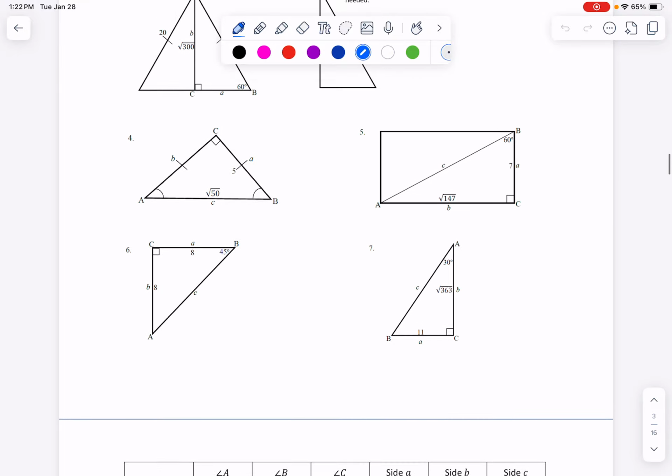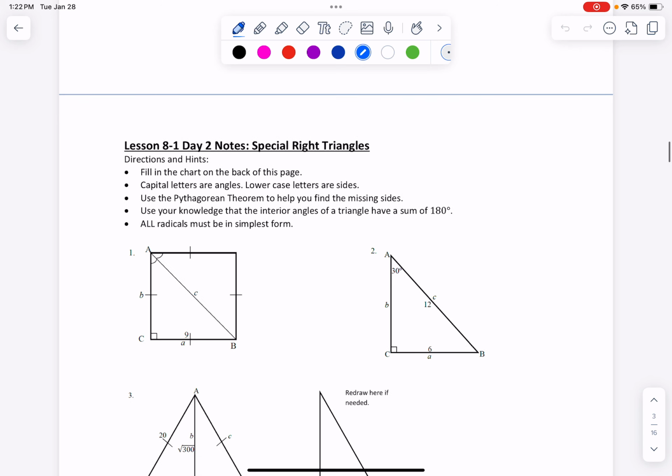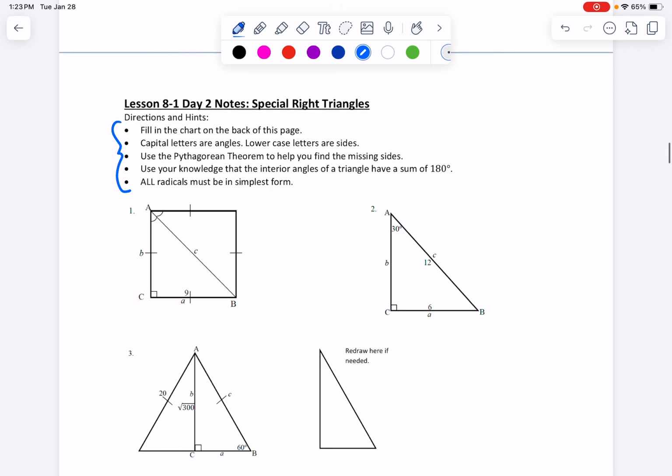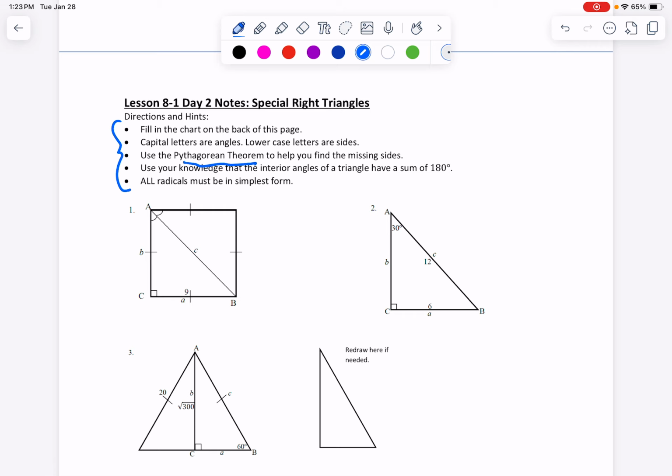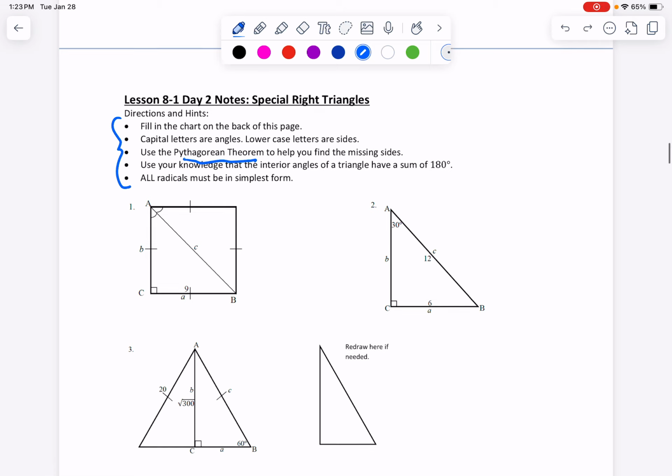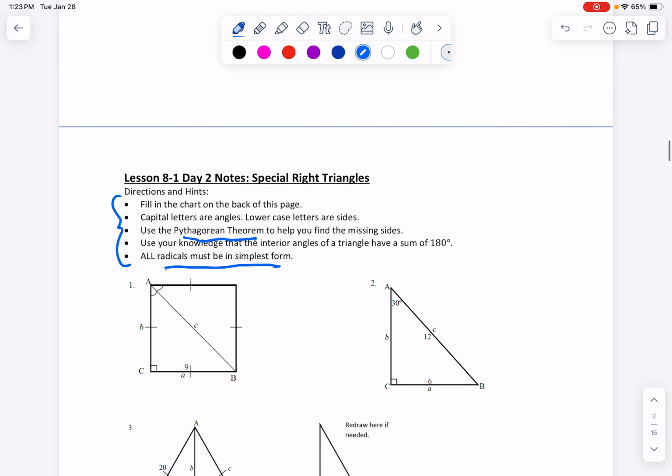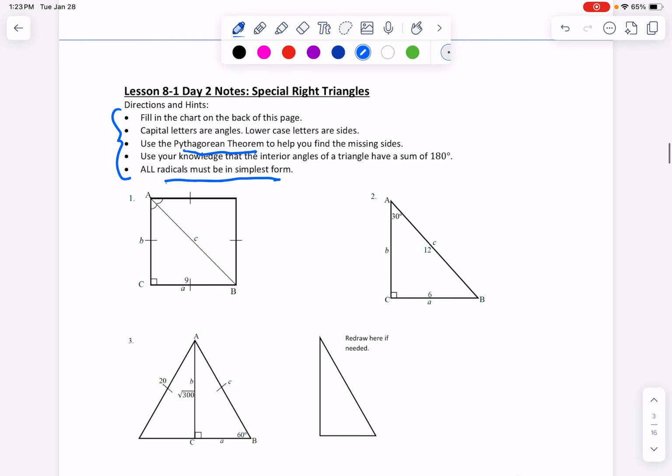So here's what I want you guys to do. For this first page, these are your hints to help you out, okay? But what you are doing is filling out the chart on the back based upon each one of these pictures. You are going to be using the Pythagorean theorem, okay? And then you need to simplify all radicals in simplest form, okay? And so we just want to do that first.